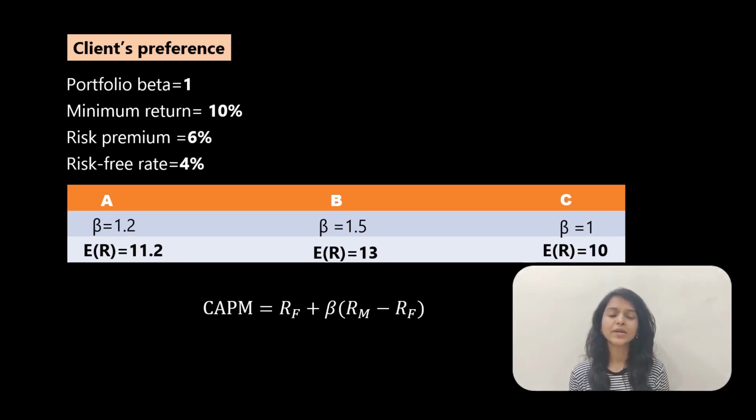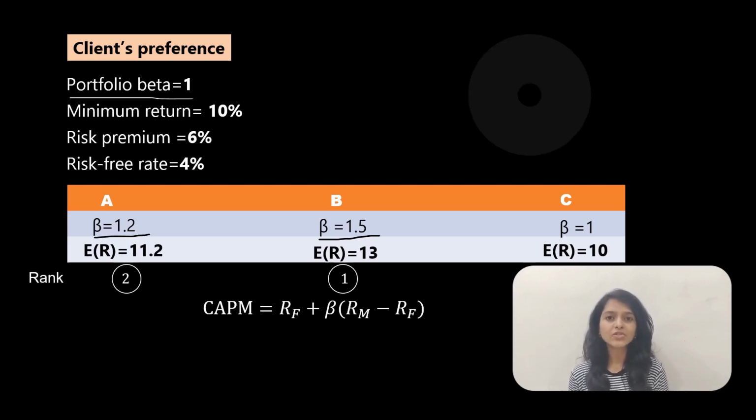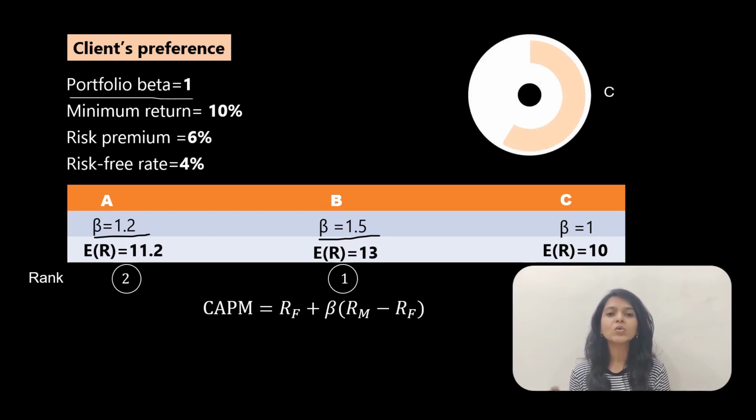From the returns perspective, clearly B is the most attractive, followed by A. But their beta values are greater than the value specified by the investor. Therefore, for portfolio construction, allocating more to C is preferable because it meets the minimum risk and return requirements. And then certain percentages to A and B might be a good approach. So this is how it can be used for portfolio construction.